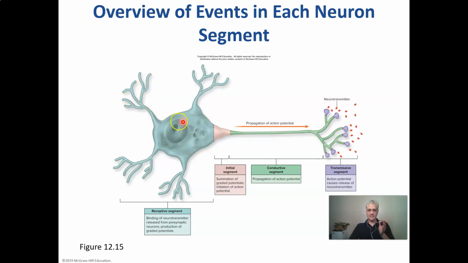Those dendrites may attach directly to the cell body. The cell body of a neuron is where the nucleus is. There are other structures here too, but typically we're talking about where the nucleus is. That's the cell body.